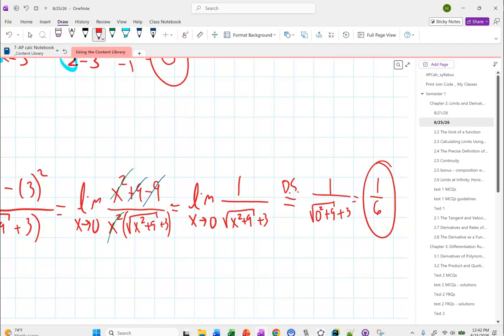So all we've seen so far is if you have a rational, factoring can be really useful. If you have something with a radical, multiplying by the conjugate can be really useful. We're just building up toolboxes to use for these different situations where we run into an indeterminate. So just do limit 1 and limit 2.